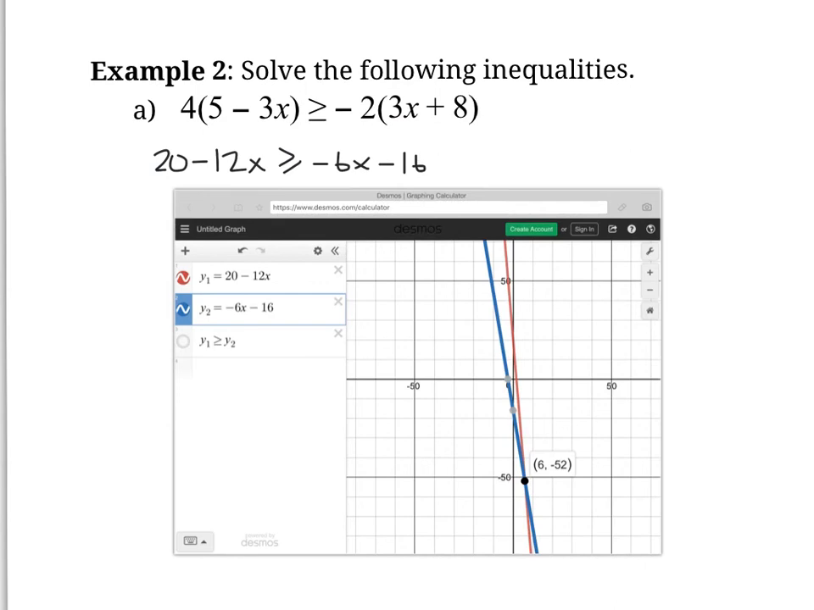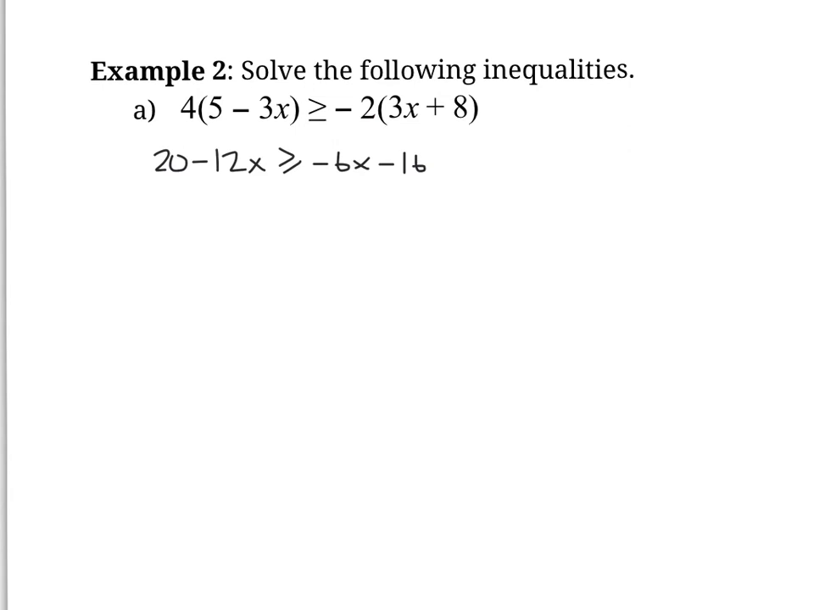So if we let Desmos show us the story, we can see that our prediction is right. For all x values that are less than 6, the y values of this red function will be greater than this function. So let's try to solve that algebraically now. So we're going to do it in the exact same way that we did in the previous example. Let's collect the x values, and we're going to collect the constant terms. So I'm going to move this 20 on this side. I'm going to move this 6x on this side.